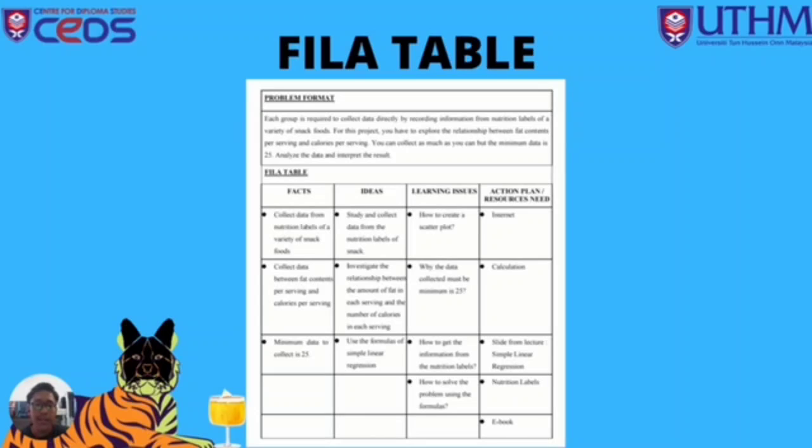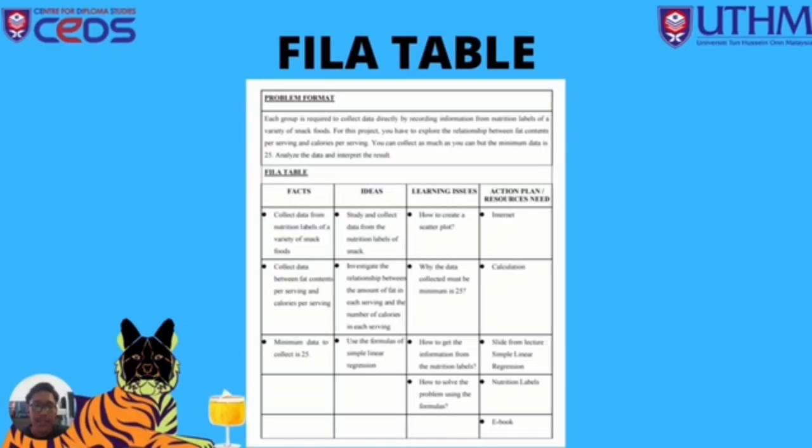The next column is learning issues. What we got from the problem statement is how to create a scatter plot. Next is why the data collected must be a minimum of 25. And next is how to get the information from the nutrition tables. And next is how to solve the problem using the formulas.